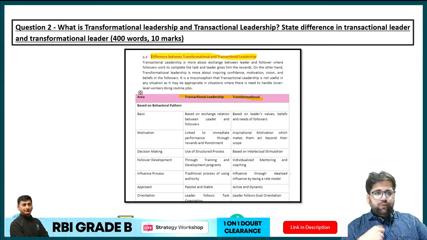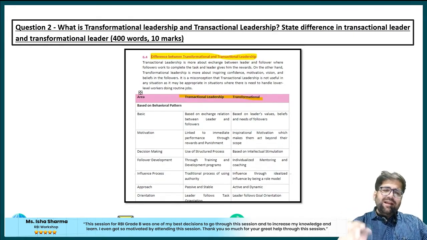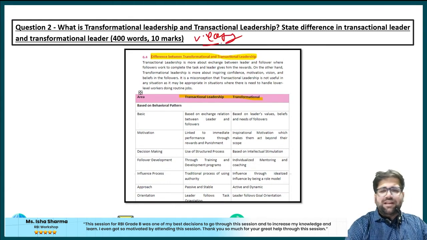Now let's come to question 2. What is transformational leadership and transactional leadership? State the difference between a transactional leader and a transformational leader. Again, a very easy question if your concepts are clear.